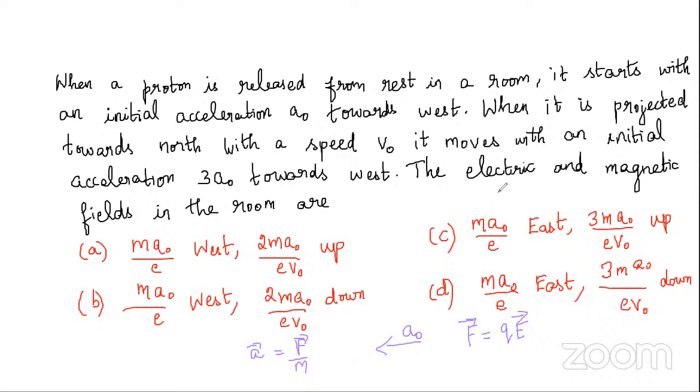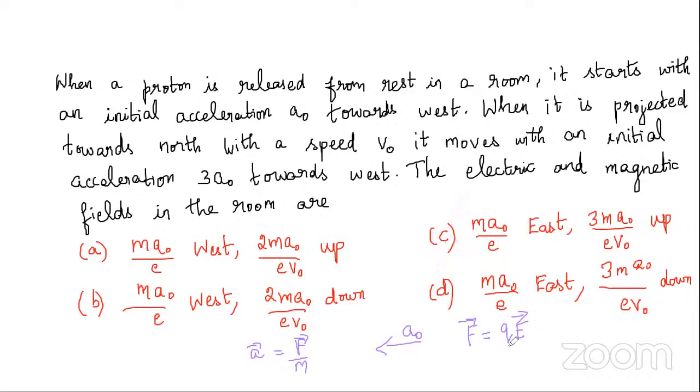That means in the question, initially they have asked you the electric field. So the first part of this answer should be the direction of the electric field. Here you have west in options A and B. That means between these two options, one is the correct option. The electric field cannot be along the eastern direction, so these two options are ruled out.